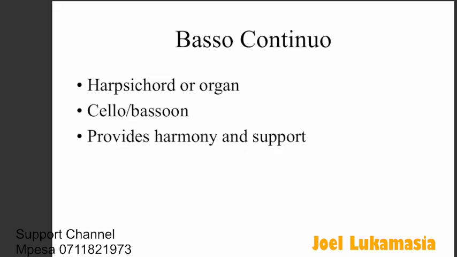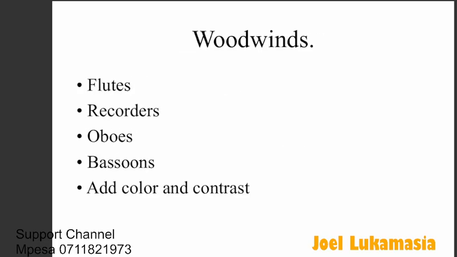Then you have the basso continuo. The basso continuo instruments were the harpsichord or the organ, the cello, and the bassoon, and they provided harmony and support. So they mostly played the harmony and supported the music in the orchestra.